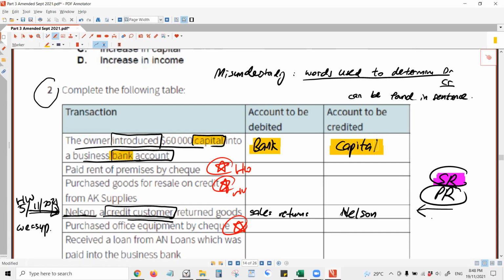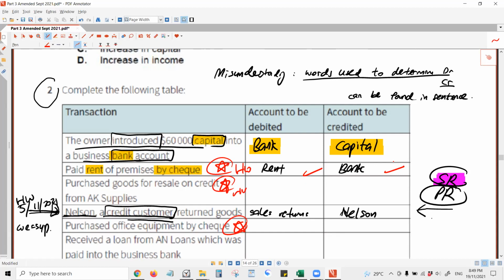that you can get the words from the sentence and become your answer. Next, paid rent of premises by check. Don't touch the word premises. You don't go and debit premises or credit premises, because if you debit premises means you buy premises. But it's about the rent here. Rent is an expense. If they say you pay by check, can you tell me that you should credit check? There is no such thing as check account. You should credit bank. You don't get the word bank in the sentence, but you have to be aware yourself. You should credit bank, and debit rent. Paying for an expense: credit bank, debit rent.